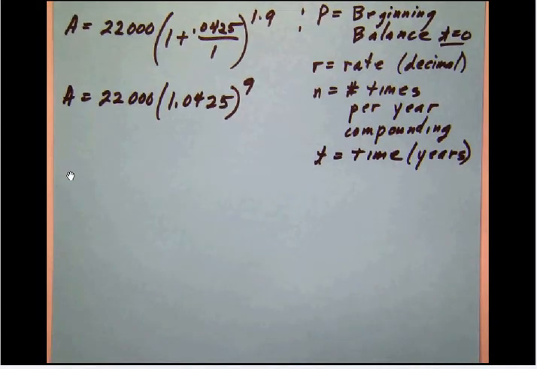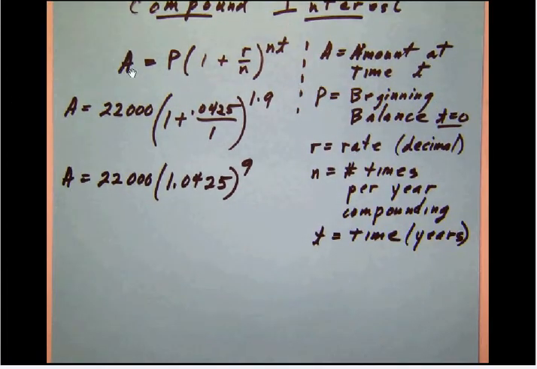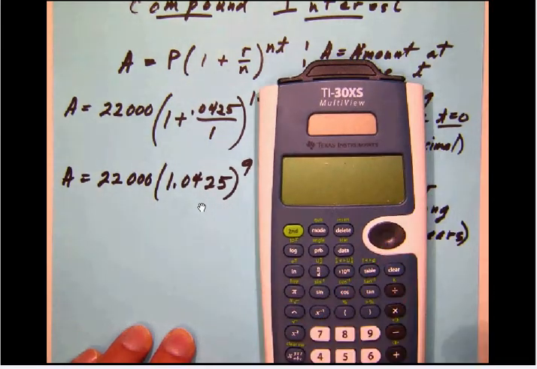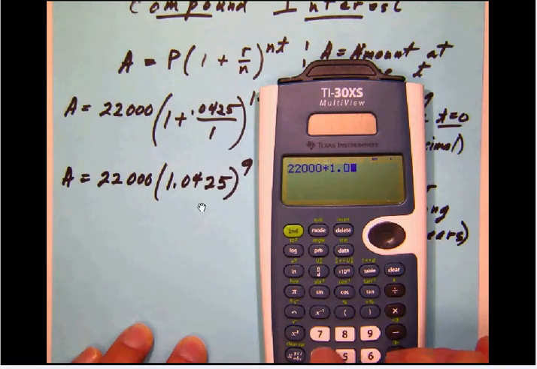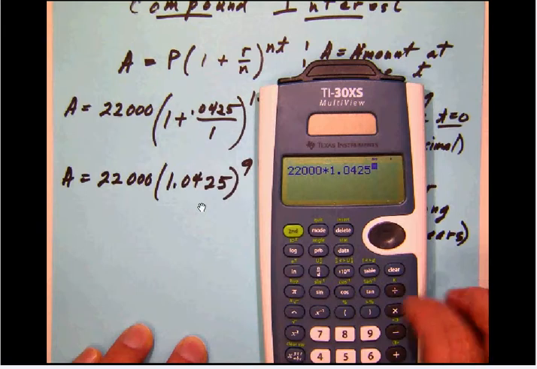Now soon what will happen in problems, most likely in the next type, is they'll likely give us this amount here and make us solve for the time or something over here. But for now at least, this appears to be simply a calculator evaluation problem. So let's get our TI-30 XS and just evaluate this problem directly. So we're going to have our principal of 22,000. We're going to multiply that times our 1.0425. And of course notice that this must be raised to the power of 9.